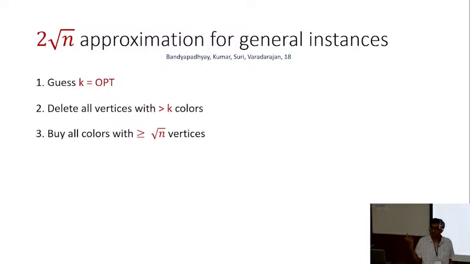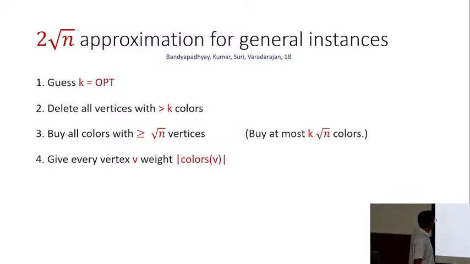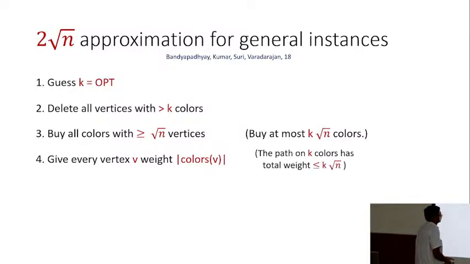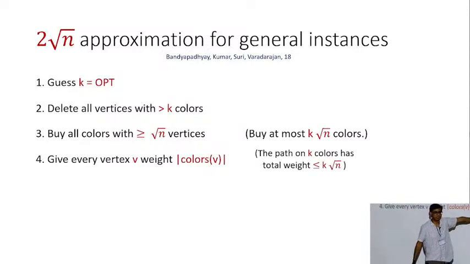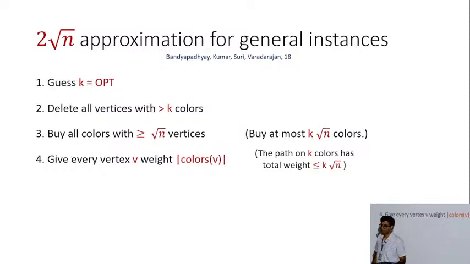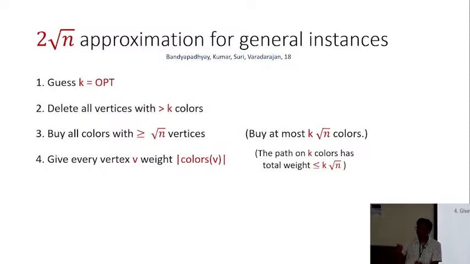At most root n such colors, right? So you will buy at most k root n such colors, correct? Okay. Now, give every vertex weight equal to the size of its color set. Now, the path on any k colors has total weight how much? K root n, because any color only appears on root n vertices, right?